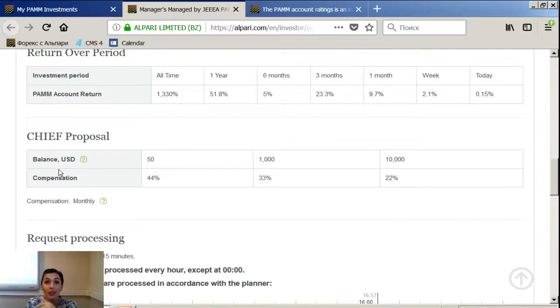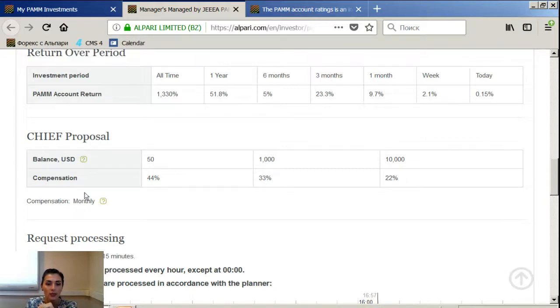Also, you can see the multi-level proposal. Look at this. If you invest, as we said before, from 50 to 1,000, you'll pay 42% from your profits. If from 1,000 to 10,000, 33%. From 10,000 and more, 22%.